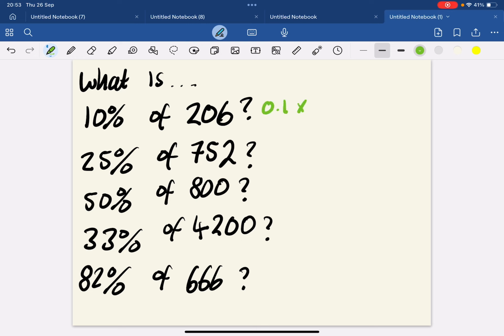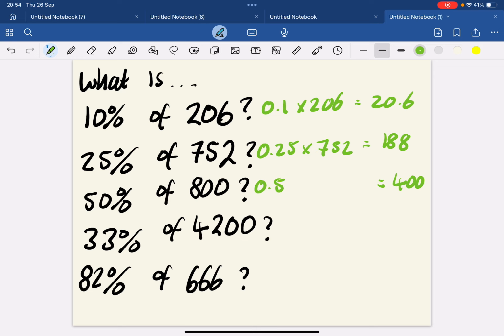So it's 0.1 times 206, which is going to be equal to 20.6. Remember, we always need to show our working out in physics. That is incredibly important. 0.25 times 752. That's 188. 50% of 800. Well, that's just half of 800. So you might know that straight away. And you might think, well, I know that's 400. But again, if that's 2 marks in a physics paper, you'd only get 1 mark. So you have to show your working out, which would be 0.5 times 800.